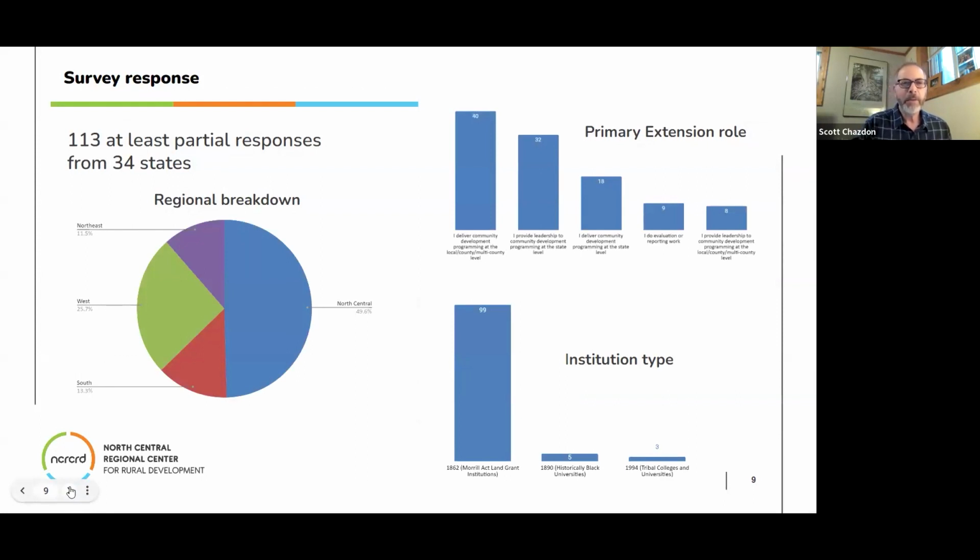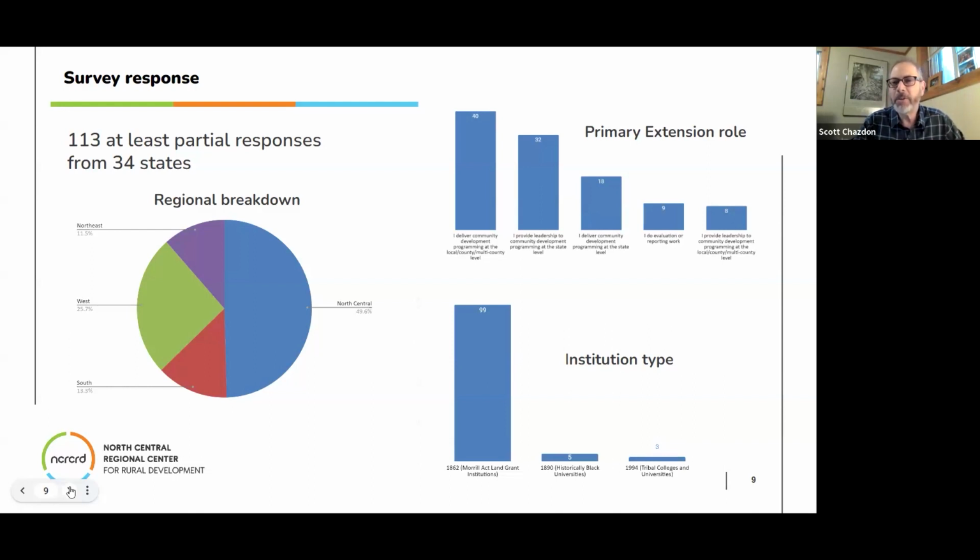First, in terms of who completed the survey, we had 113 at least partial responses, where people at least answered some of the questions. The breakdown regionally was about half of the respondents from the North Central region and about a quarter from the West. And then about 12% from the Northeast and about, sorry, the numbers are kind of light, 13% from the South, of 113 people.